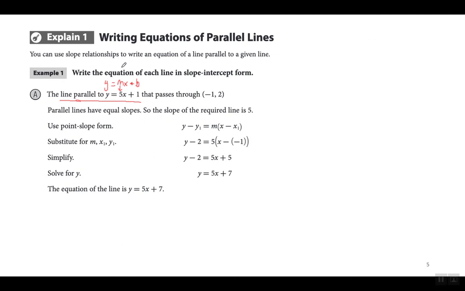Let me repeat the directions again and look at this again. We got to write the equation of each line in slope-intercept form. We got to write the equation of the line that they're describing here. The line that they're describing is a line that is parallel to this line and that passes through this point. So if it's parallel to this line, that means that it's going to have the same slope. The slope is 5. Okay, now let me explain something important.